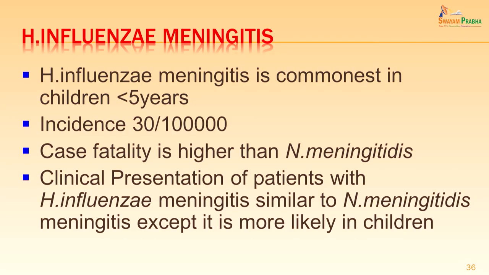susceptible to meningitis by H. influenzae. The incidence of H. influenzae meningitis worldwide varies to about 30 per lakh population. The case fatality is even higher than Neisseria meningitidis. Clinical presentation of patients with H. influenzae meningitis, however, is similar to Neisseria meningitidis, except that it is more likely in children. So, that is the first suspicion you should have if you get a meningitis in children. The organism which you should first suspect is Haemophilus influenzae.